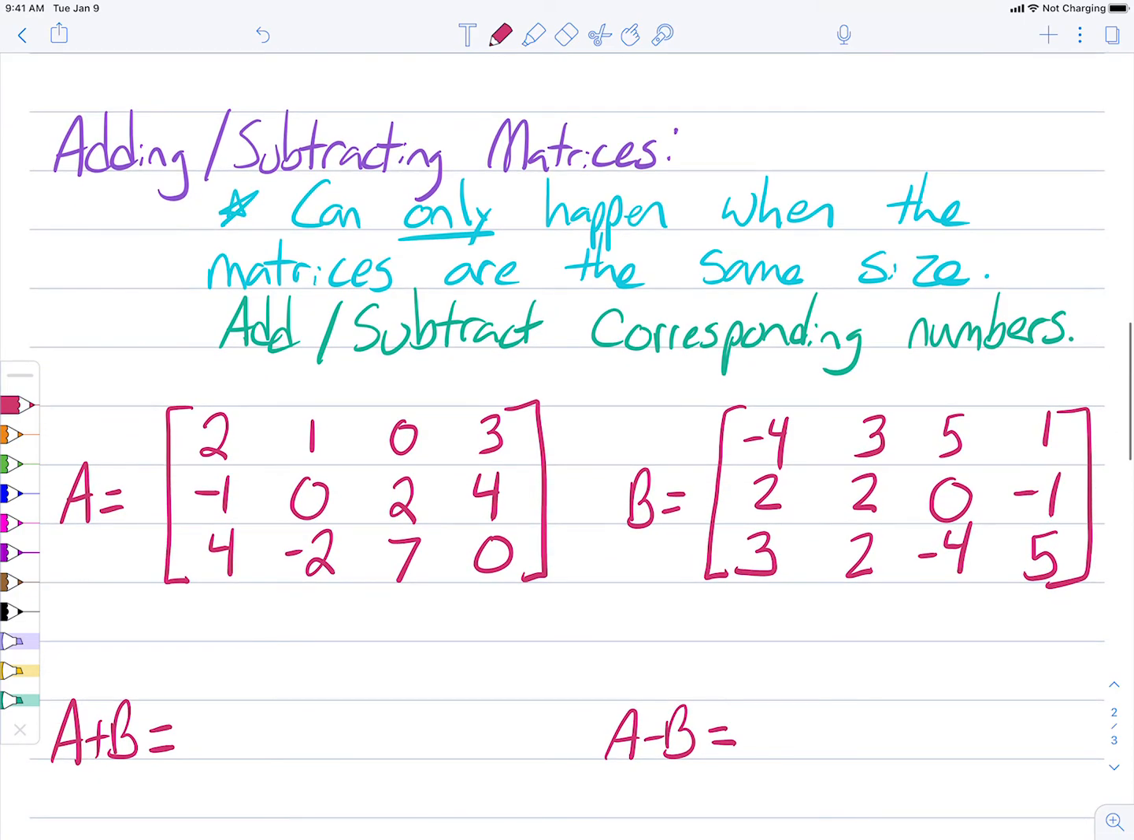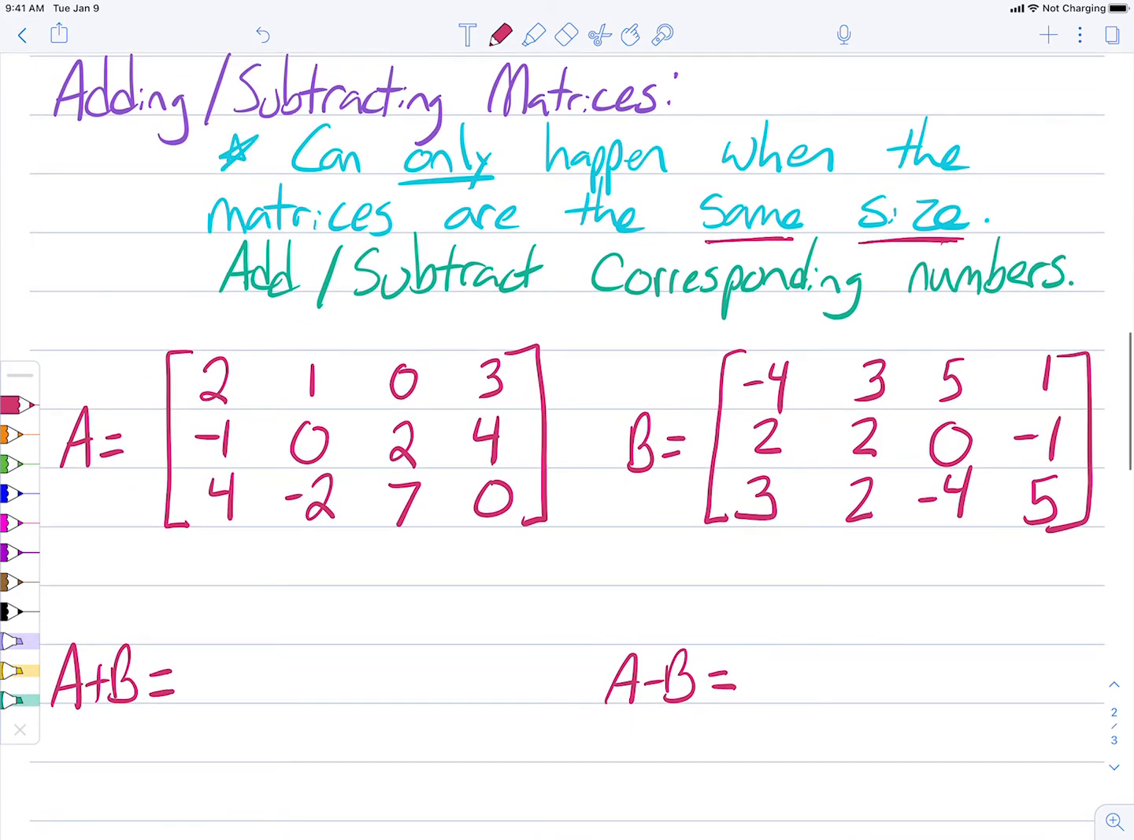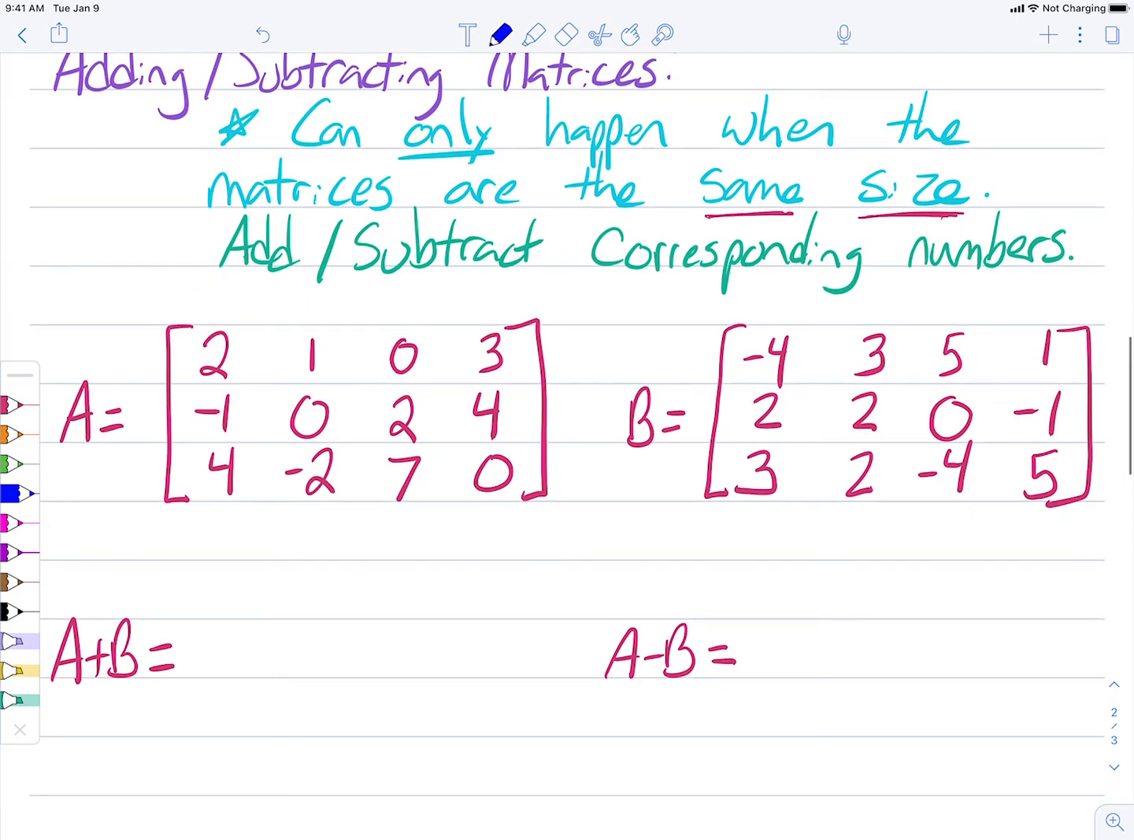Now we can add and subtract matrices, but the only time that we can do that is if their size is exactly the same. If their sizes don't match, then there's not going to be pieces in the right spot to actually add or subtract them. So we add and subtract corresponding numbers. So what that means is if I wanted to find A plus B, the upper left and the upper left are going to be added. So 2 and -4 being added together is -2. And then I'm going to keep going.